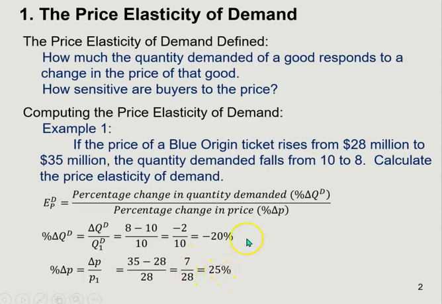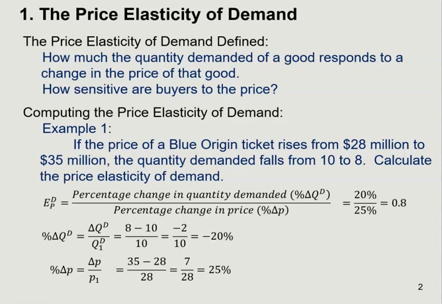Now, once we get these two percentage changes, we plug them back into the initial formula here. Then we should be able to find the price elasticity of demand. So it's going to be 20% over 25%. Again, just simply drop this minus sign. Then you will get 0.8. So that is the price elasticity of demand in this case. Again, it should be quite straightforward.